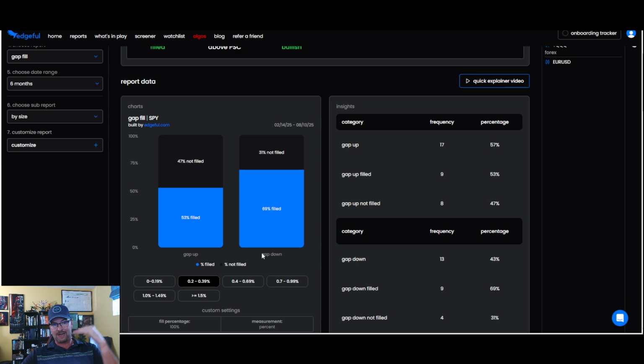Right, so we're looking at a gap down. How much did the price move? How often did it fill after that? 70% of the time it filled.